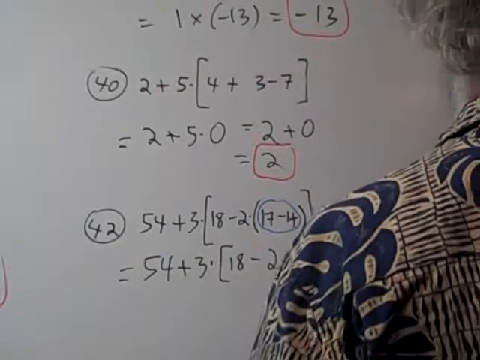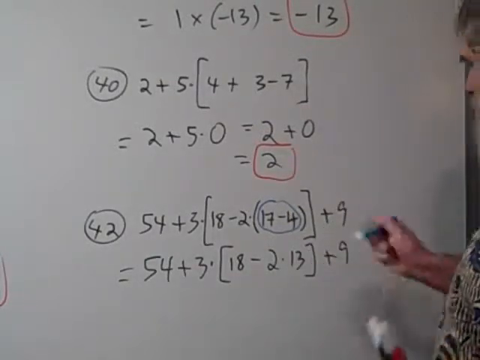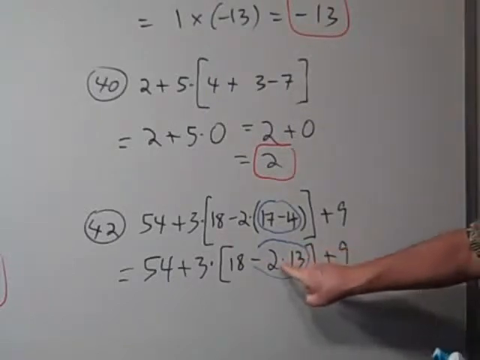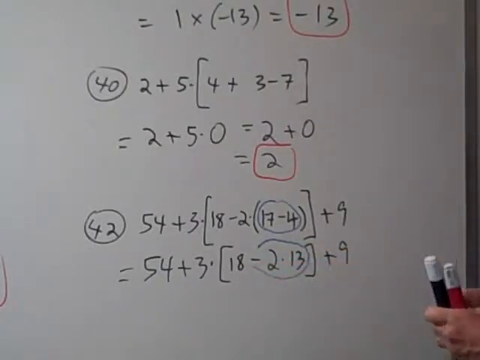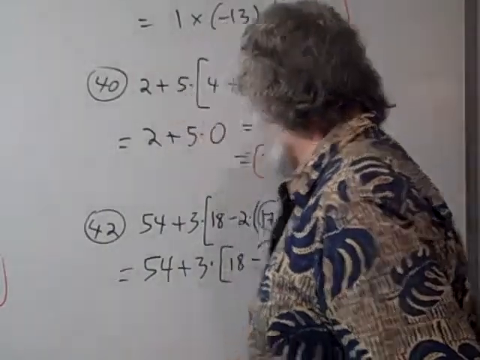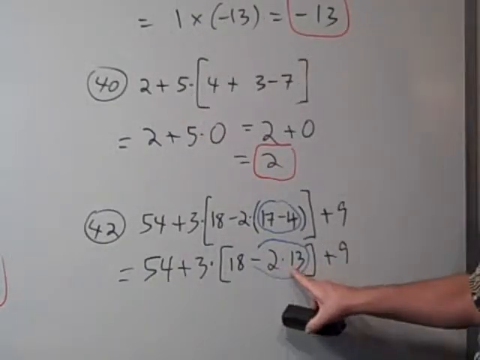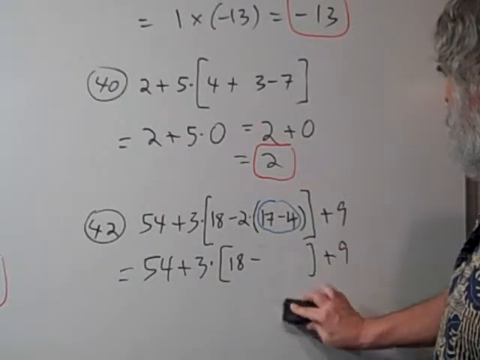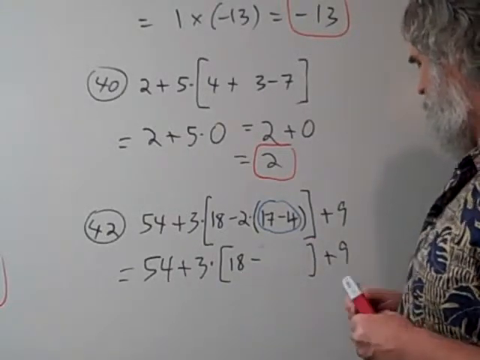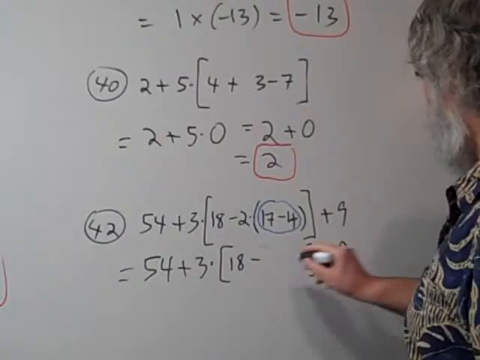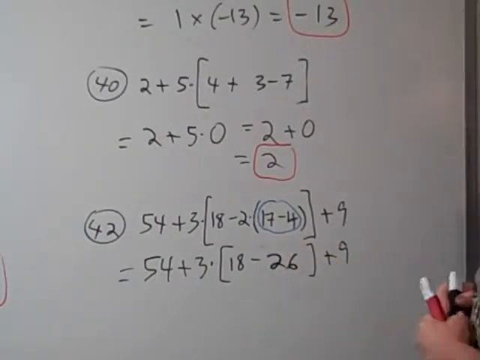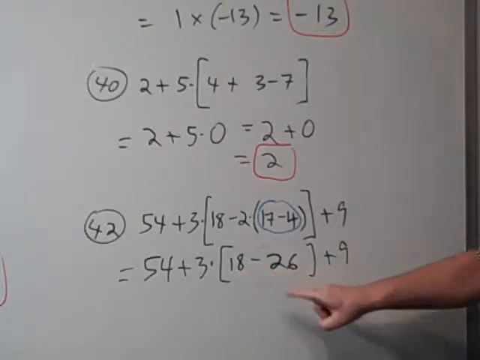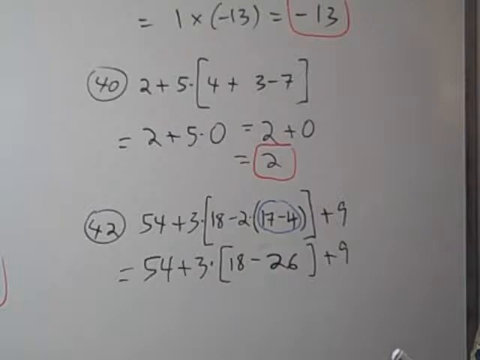So now we have to next multiply this negative 2 times 13 in here because we have to do this multiply before we do this subtract. So what we end up getting is negative 26, because 2 times 13 is 26, so negative 2 times 13 is negative 26. And 18 minus 26 is negative 8.